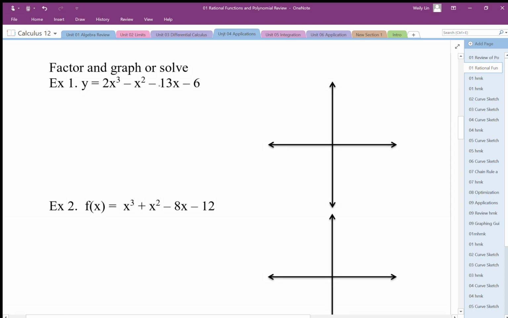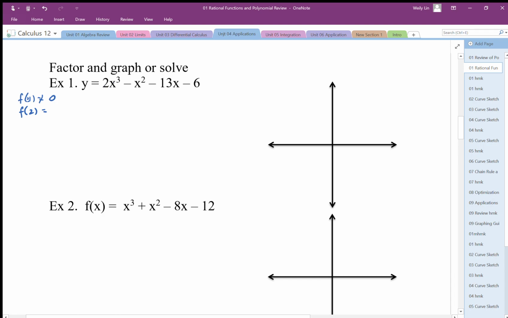So we're going to test out possible factors, for example, plus minus 1. We're going to try f of 1, f of negative 1. These are not equal to 0, and that's what we're looking for. We're looking for factors that are equal to 0. Plus minus 1, we can see that's not going to work. So we can try positive 2.